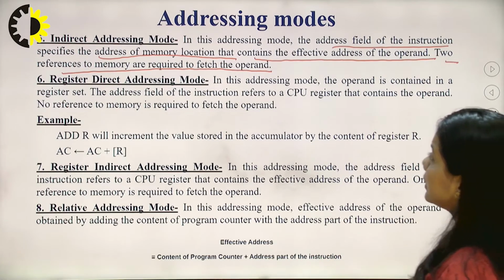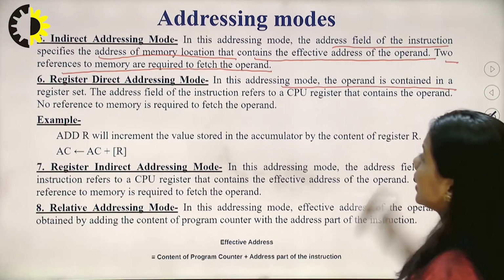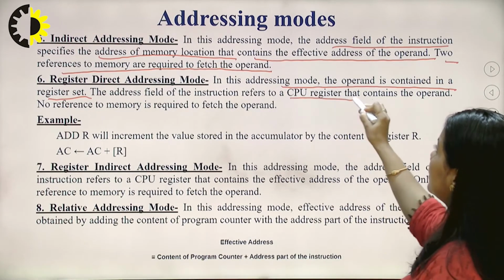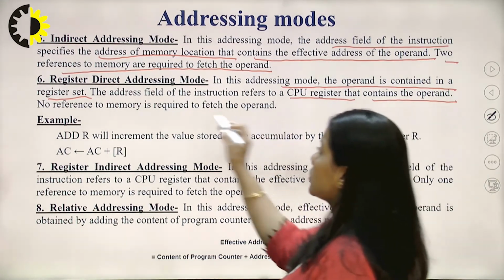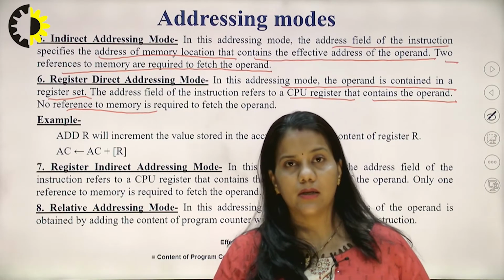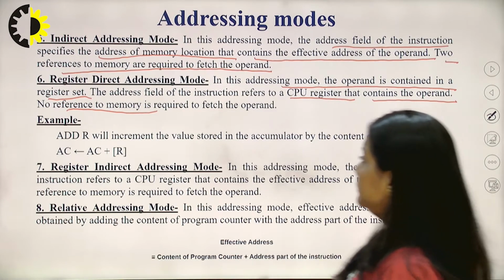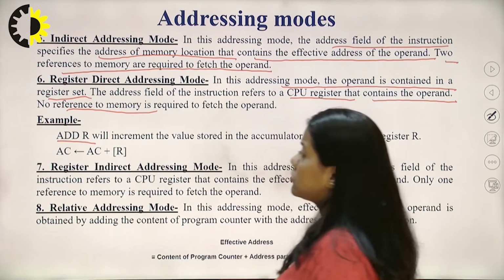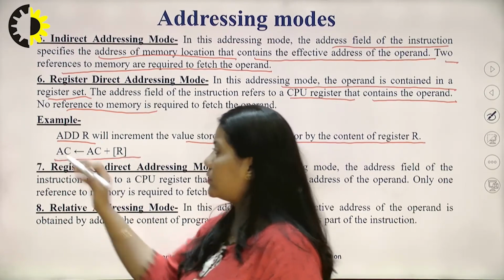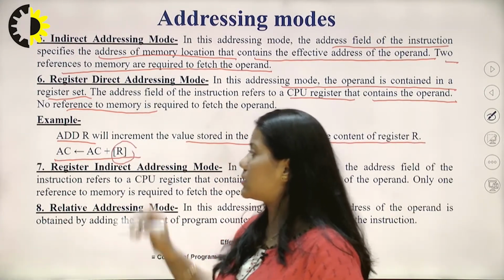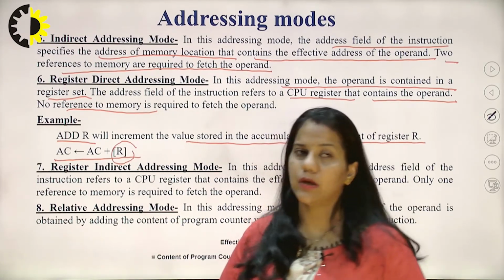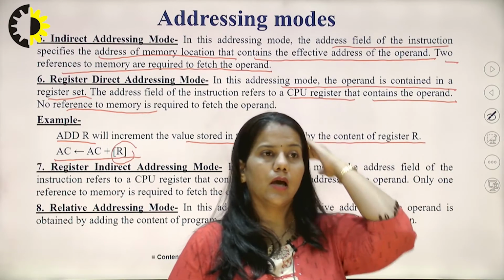In the case of register direct addressing mode, the operand is contained in the register set. The address field of the instruction refers to the CPU register that contains the operand. No reference to the memory is required. This is very important. So, here the location of the operand is the register, that is CPU register. Suppose this is the instruction add R, it will increment the value stored in the accumulator by the content of register R. So, whatever is present in this register will be acting as one of the operands and will be added to the accumulator, and the result of this operation will be stored in the accumulator.